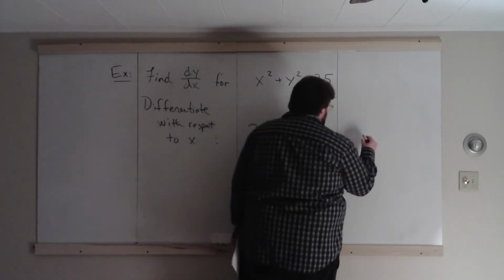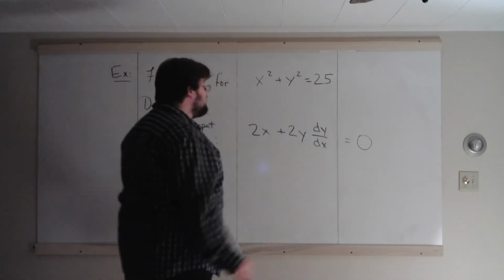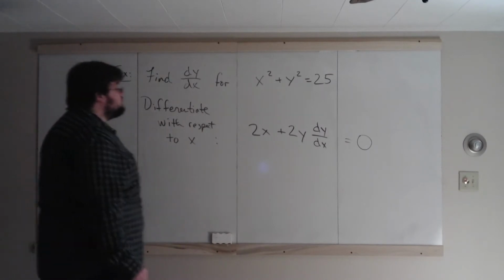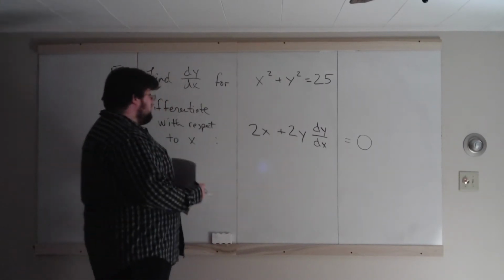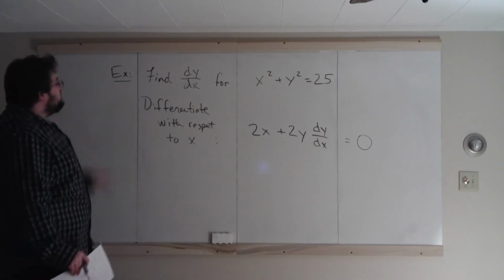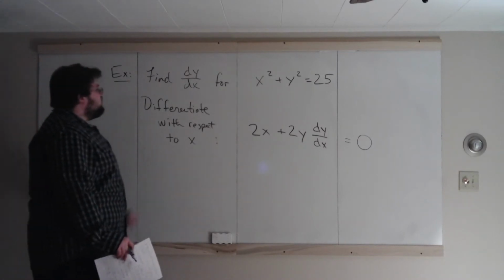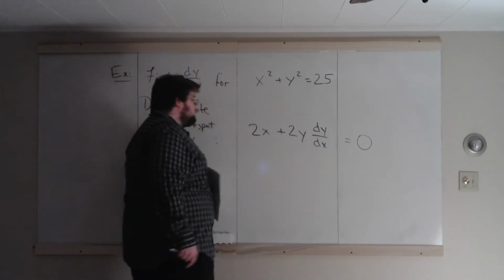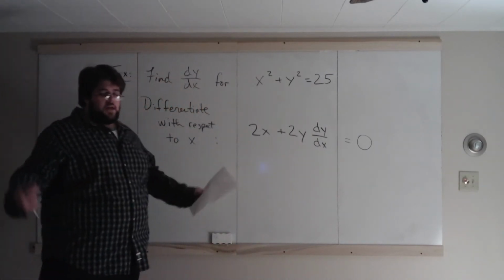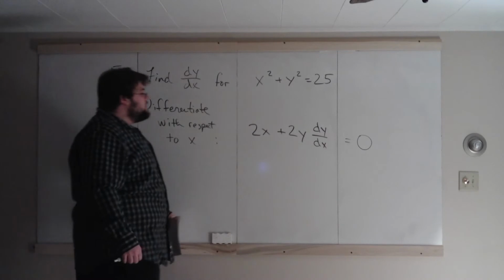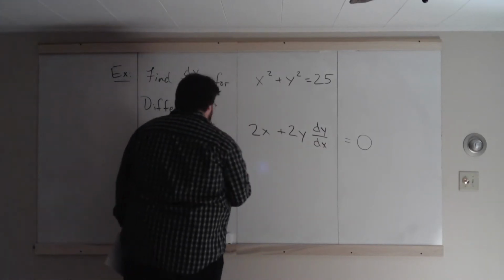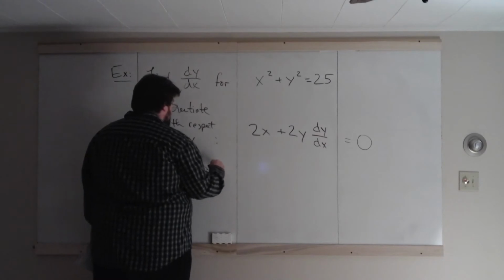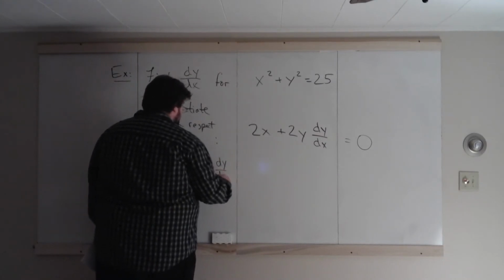Equals on the right side, the derivative of 25 with respect to x is 0. As x is changing, 25 does not change. 25 remains 25. Well, that's great. Our goal was to find dy dx. Well, there it is. But we don't want it like that. We want it solved for dy dx. So let's solve this for dy dx. So next step, solve for dy dx.